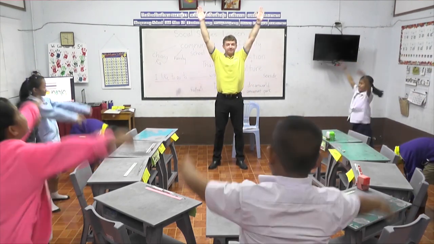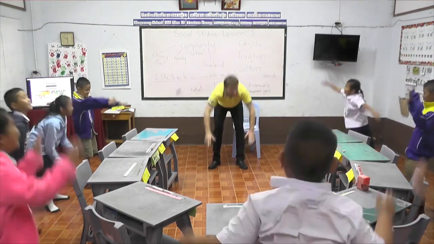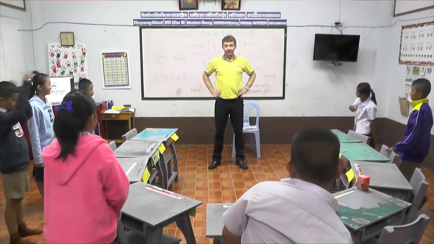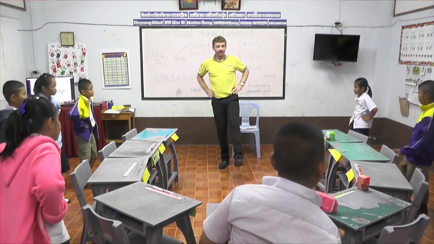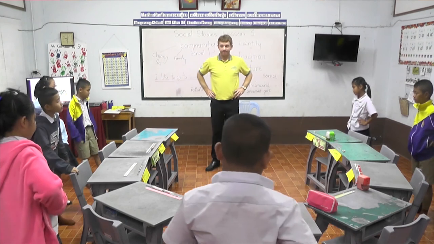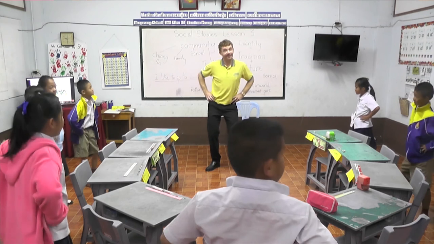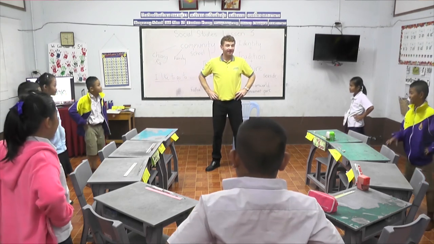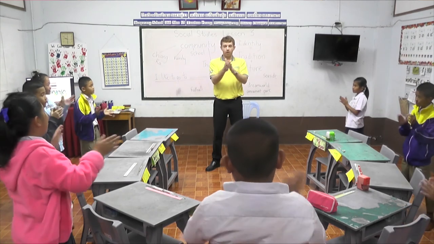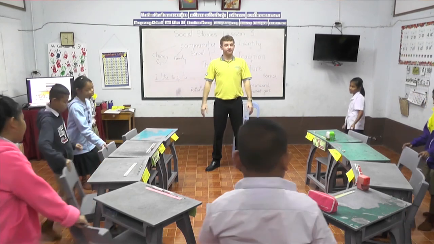And up, and down, and up, and down, and up. Okay, so how about left leg? Stop. Right leg. Stop. Little wiggle. Stop. Wiggle some more. Stop. Okay, guys, and then we'll do how many claps? Five. One, two, three, four, five. Sit down, please.